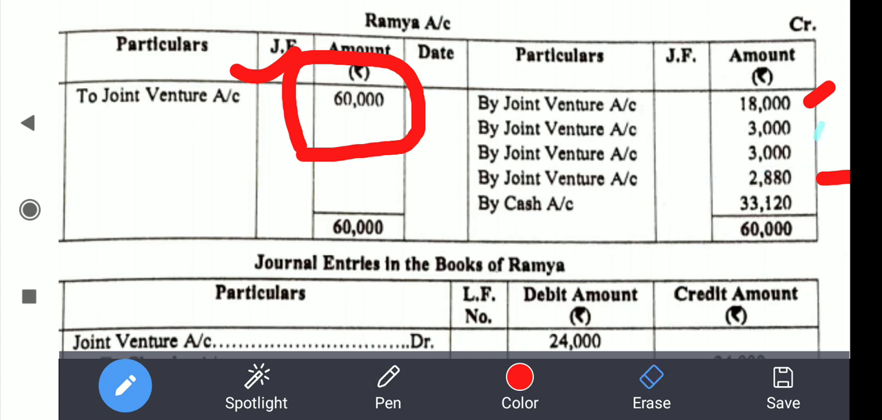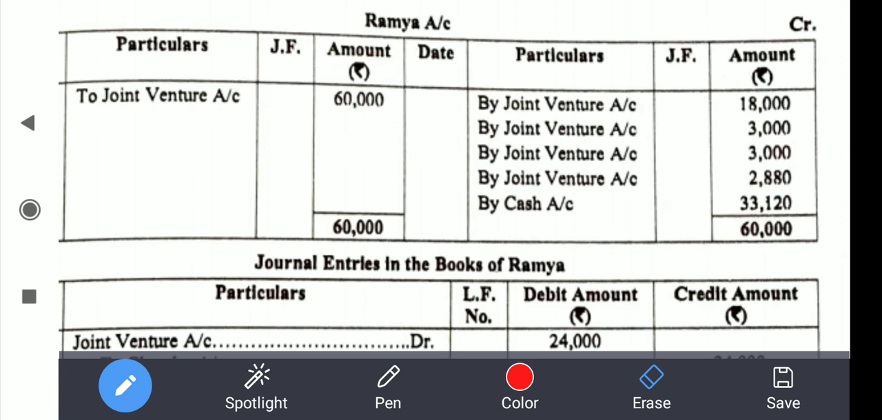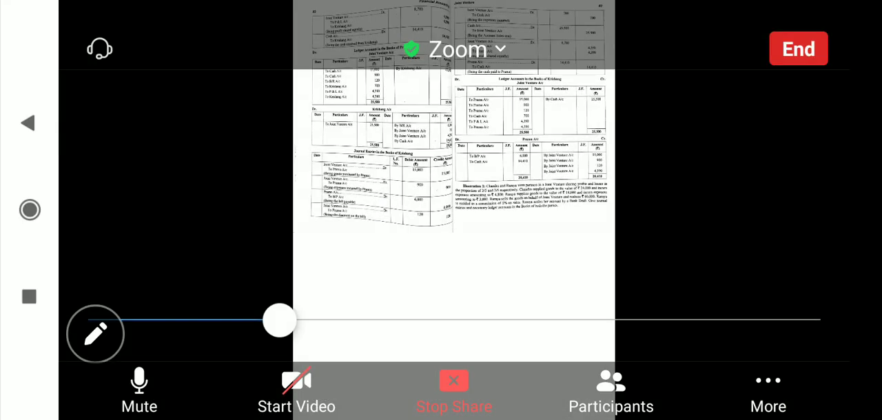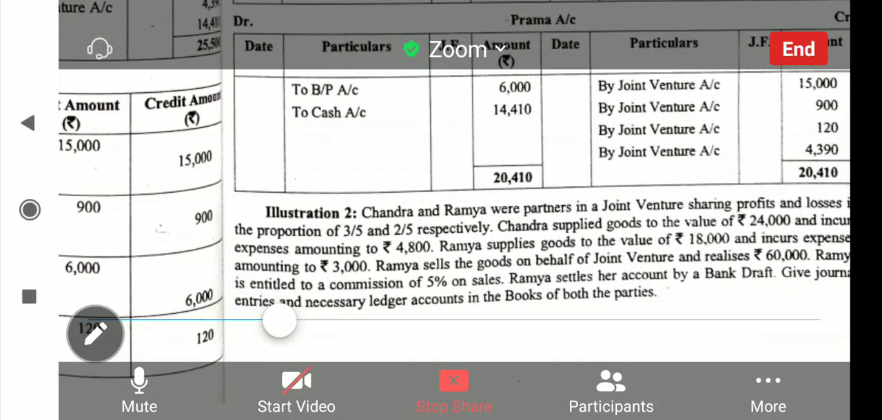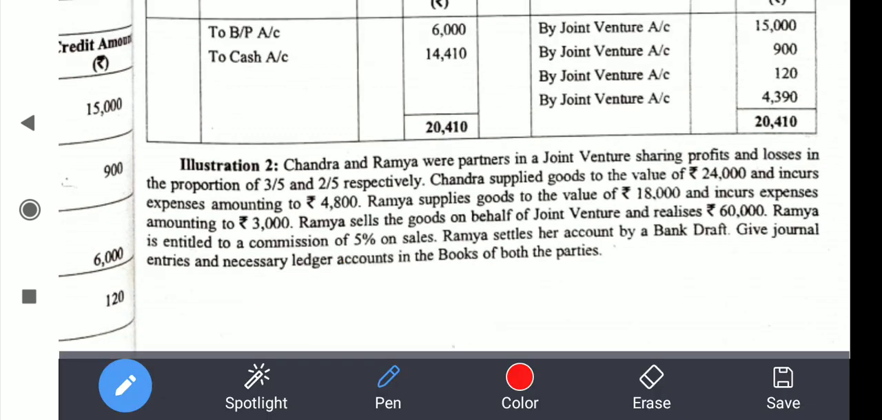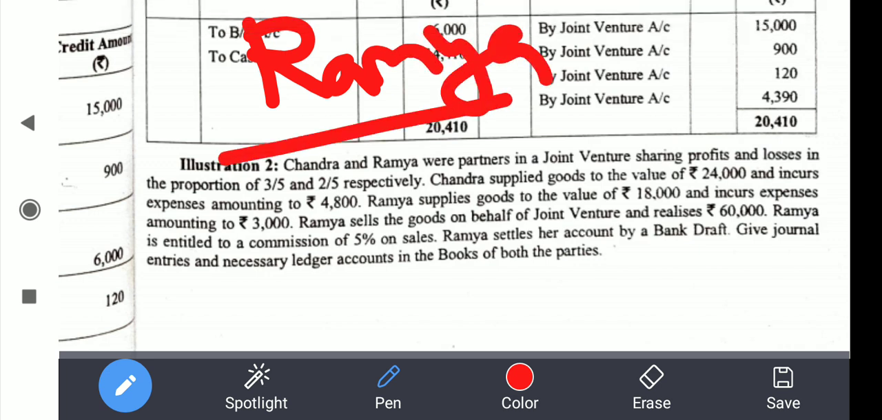Okay, shall I start? Your problem is what? This is the problem. So tell me, first journal entry is what? Chandra and Ramya were partners in a joint venture, sharing profits and losses in the proportion of 3 by 5, 2 by 5 respectively. Okay, there is no problem. Chandra supplied goods to the value 24,000. So now we have to prepare the journal entries in the books of Ramya.